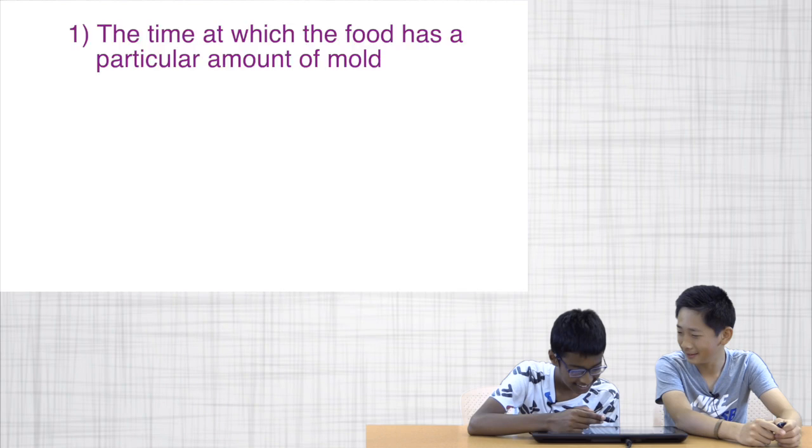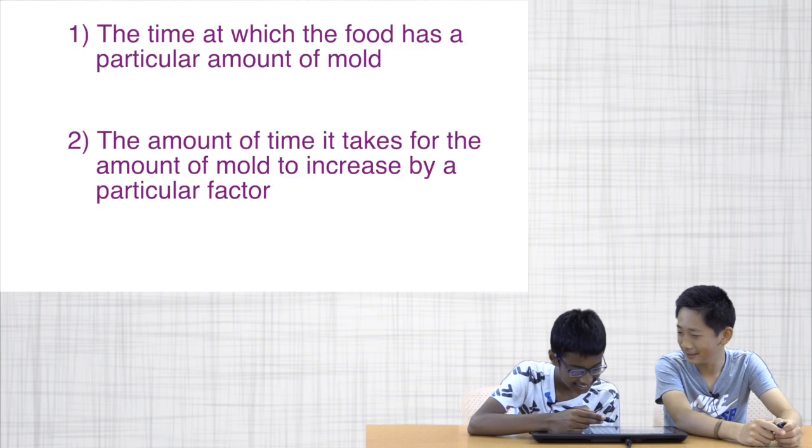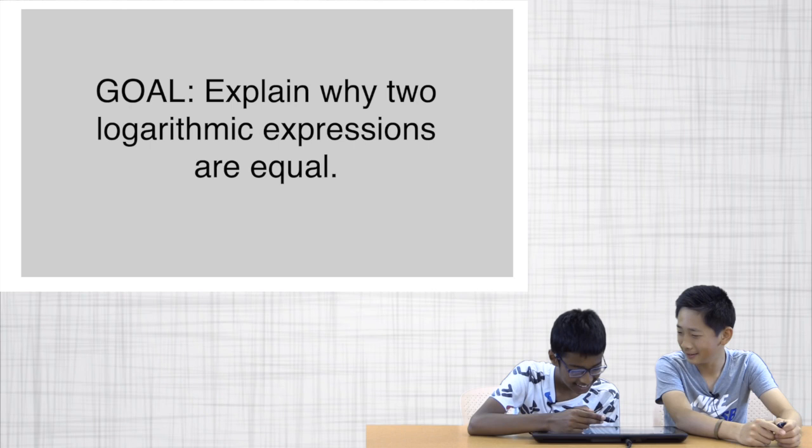In the previous lessons, Josh and Arobindo interpreted logarithmic expressions in two different ways in the moldy food context, as the time at which the food has a particular amount of mold, and as the amount of time it takes for the amount of mold to increase by a particular factor. In this lesson, Josh and Arobindo will use these interpretations to explain why two logarithmic expressions are equal.